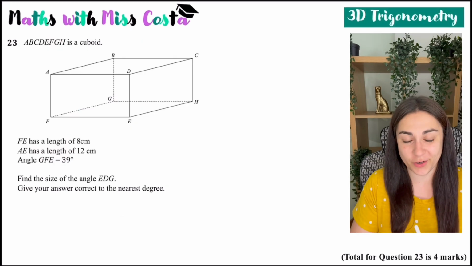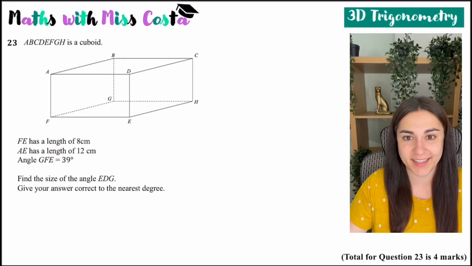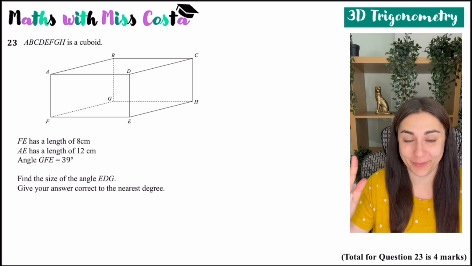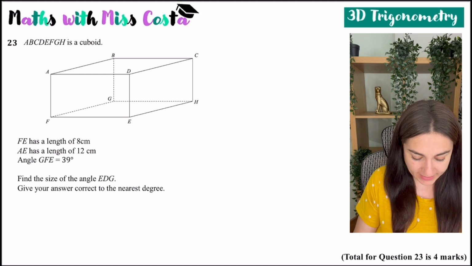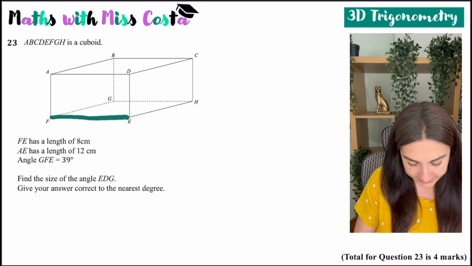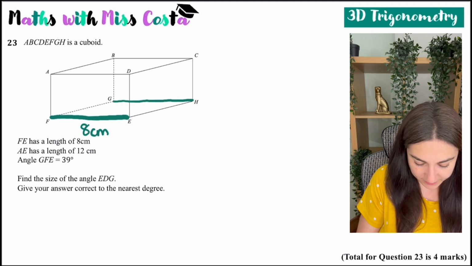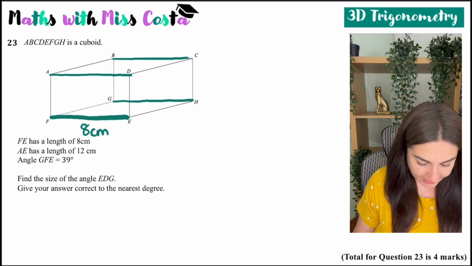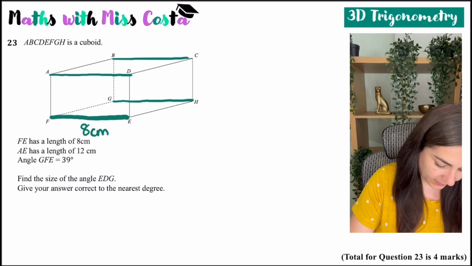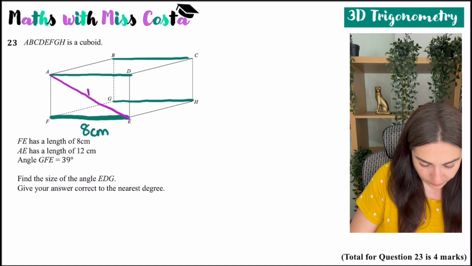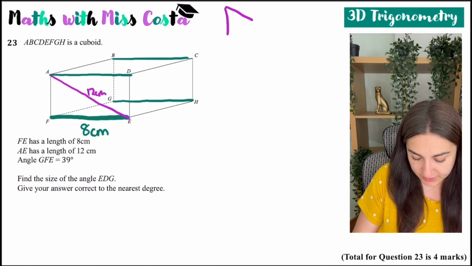Okay, so 3D trigonometry is just about trying to visualize triangles everywhere, essentially. So ABCDEFGH is a cuboid, and FE has a length of 8 centimeters, and it's a cuboid. That means that this length here is going to be 8, this length here is going to be 8, as is this length here, so that's pretty cool. AE, so this diagonal here has a length of 12 centimeters. So already we should be able to see that there's a triangle that's formed there. That would be 12 centimeters, that's 8 centimeters.